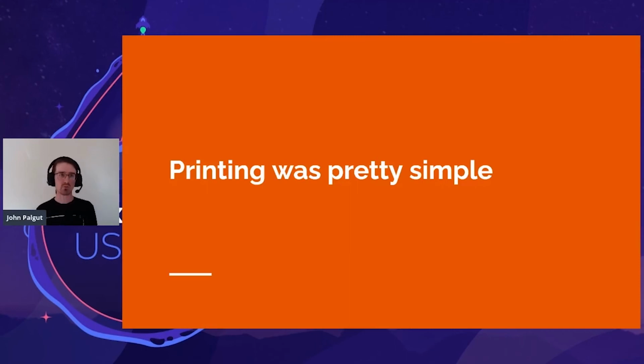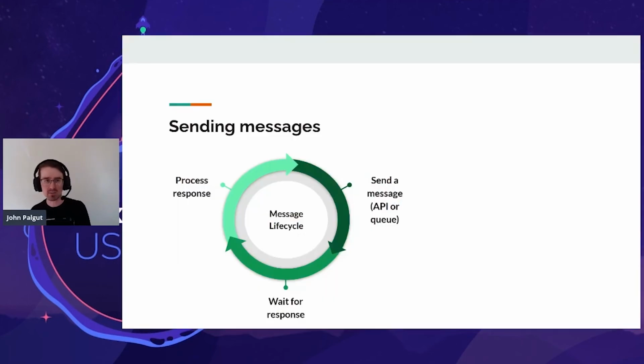And it turns out I was wrong about the printing thing. Printing was actually pretty simple, and that comes down to the way that the printer application sends messages. Somebody will make an API call and say, hey, printer, I want you to move, or I want you to heat up. If we're not in the middle of sending a command, that command gets sent right away. Otherwise, it gets put into a message queue.